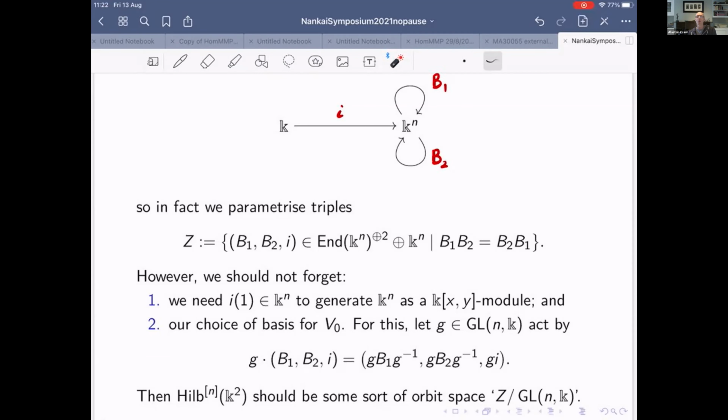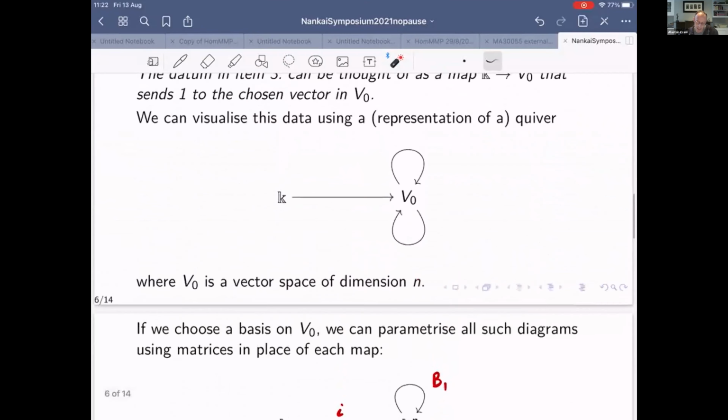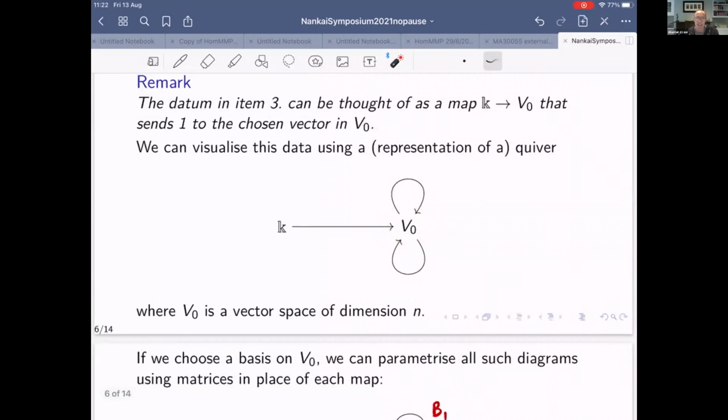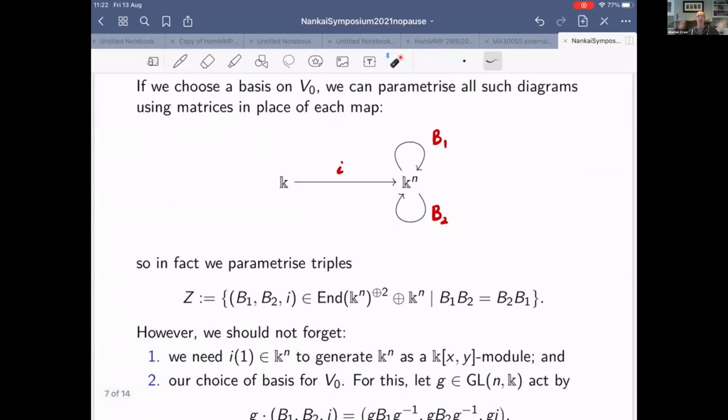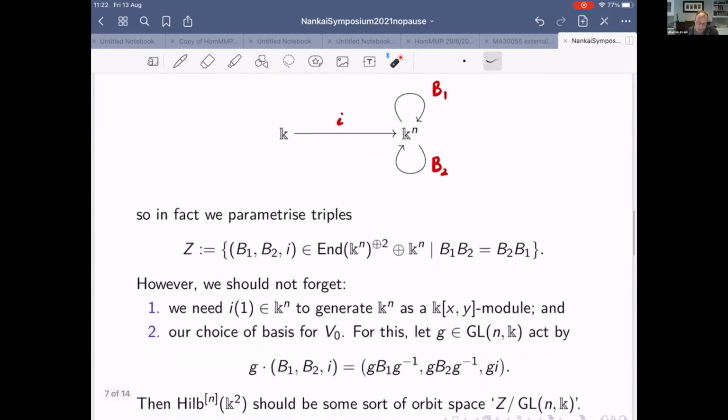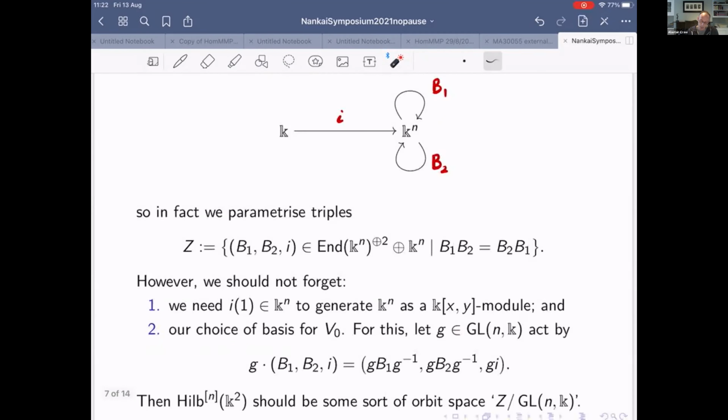And the other thing, we were naughty when we chose a basis for V0. Right? I'm trying to parameterize these things, and I chose a basis. The basis allowed me to write matrices so I could look at everything at once. But of course, I have to remember to mod out by that choice of basis. And in order to do that, I just let the change of basis group act. I let GL_n, the general linear group on this vector space, act, and I should look at orbits under that action. And this is an explicit description of how that group acts on triples.